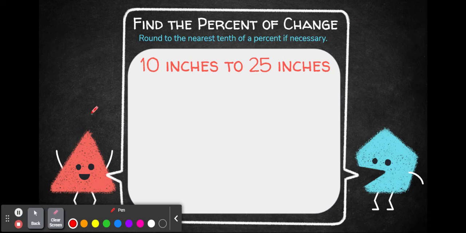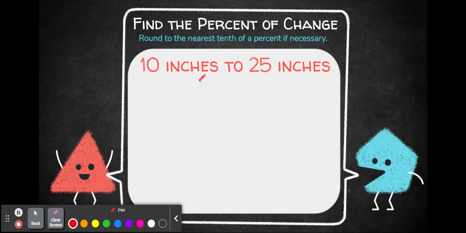Okay, let's try an example here. The directions say to find the percent of change, round to the nearest tenth of a percent if necessary. So first you would look at the starting amount and the ending amount. This goes from 10 inches to 25 inches. First you would want to know, okay, is it going up or is it going down? Since 10 inches is getting bigger and going to 25 inches, we know first that this would be a percent increase. And then we would look at our formula for percent increase.